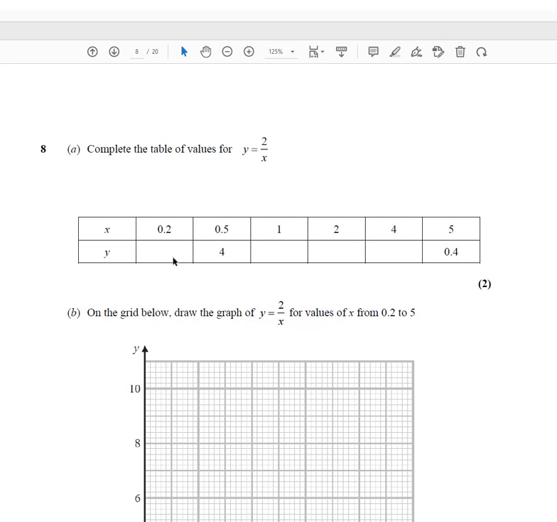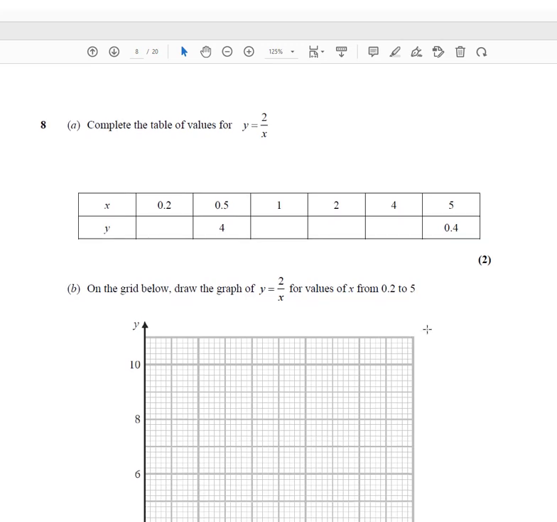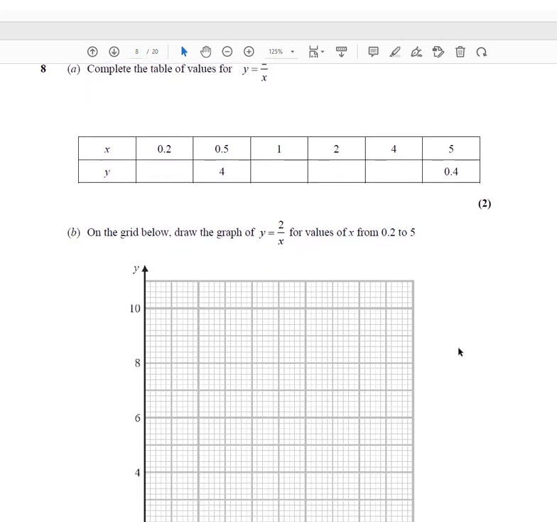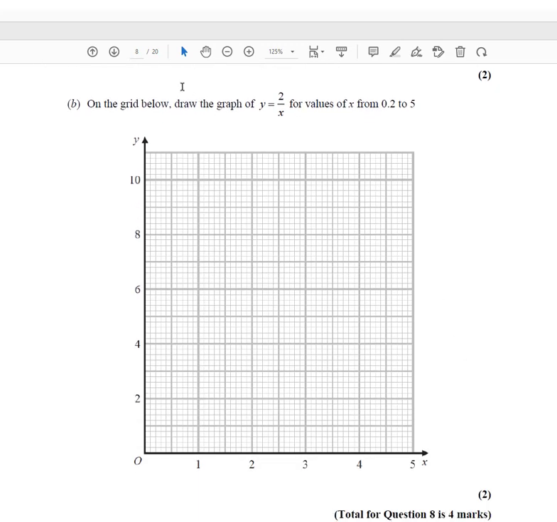Well, one way would be, once again, like we did in a previous question, instead of doing 2 divided by 0.2, no one likes dividing by decimals, multiply both those numbers by 10. So instead of doing 2 divided by 0.2, multiply both numbers by 10. The answer will stay the same, and it will be easier to do without a calculator. Even if you can't work that out, work those out and plot your points and join up with a nice smooth curve. You'll still pick up some marks.